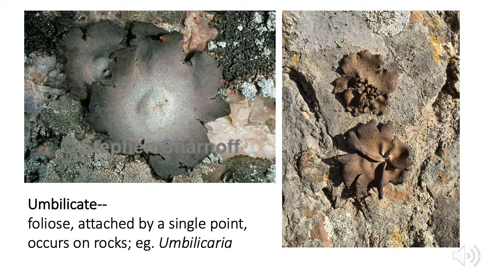Another special kind of foliose lichen are the umbilicate lichens, which are attached to the substrate, usually a rock, by this single central stalk underneath, sort of like an umbilical cord. So that's sort of why they have that name. The most well-known one is called, appropriately, Umbilicaria.